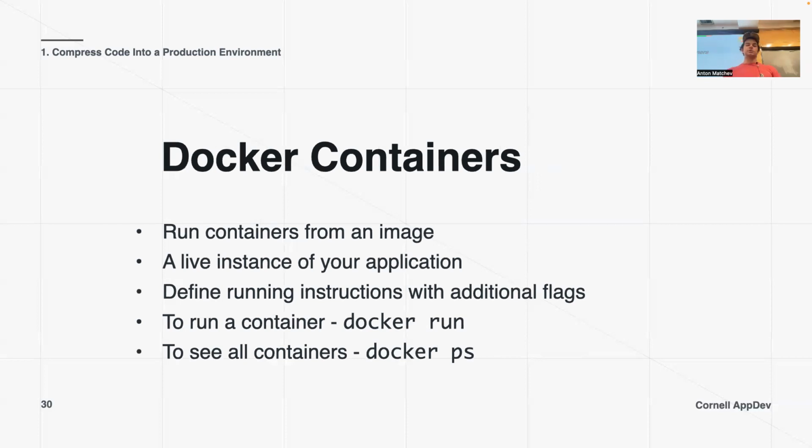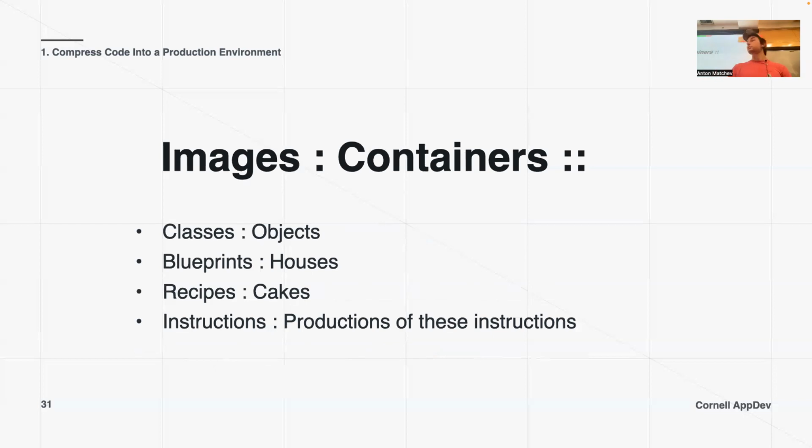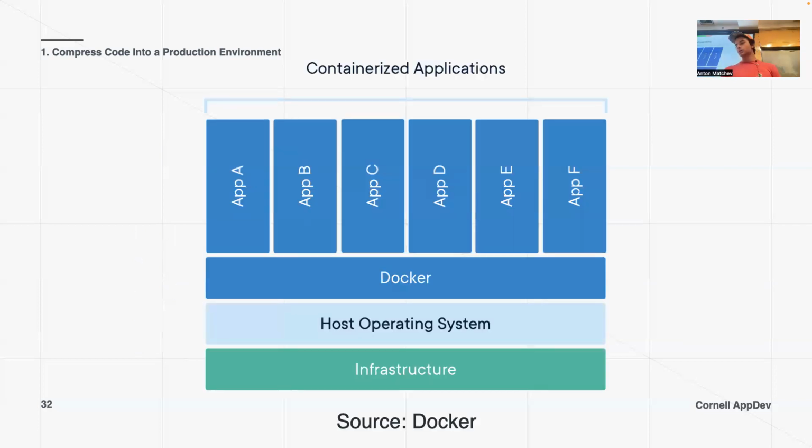The containers are a live instance of your application, and they define running instructions with additional flags. When you run a container, it's docker run, and to see all the containers, do docker ps. Basically, you run the container from an image. The image is your blueprint, and you run the container from your blueprint. So you're creating an instance of your app from this blueprinted image that you've just created. These are the analogies between images and containers.